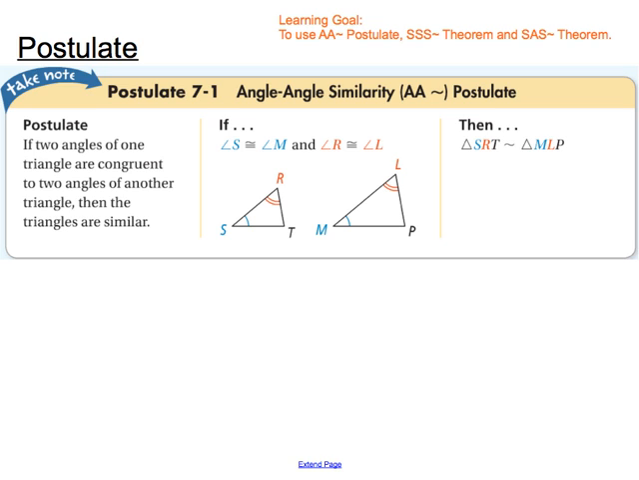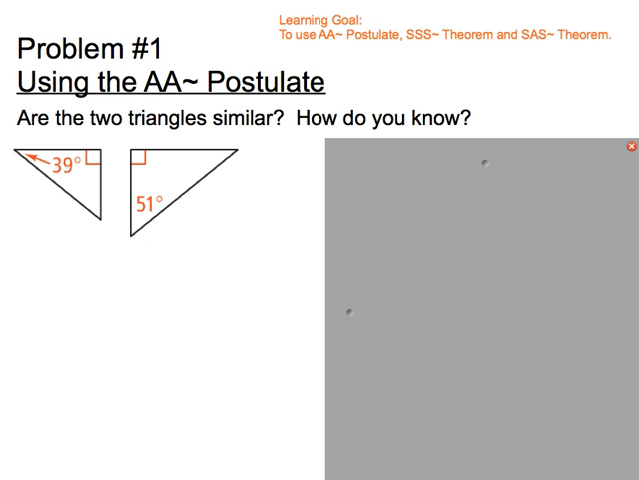And we see a triangle similarity statement over here. Triangle SRT is similar to triangle MLP. Again, the tilde symbol is read as "is similar to." So our first problem will ask us to use the angle-angle similarity postulate.